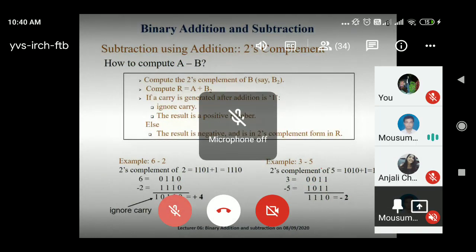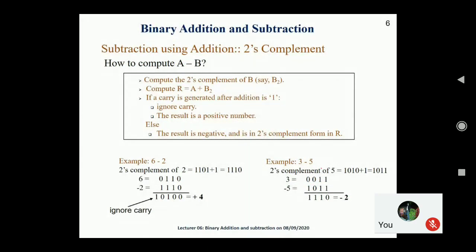Now what happened? Earlier we were discussing the ones complement of subtraction using addition. Now we are using the twos complement. Generally the same example we are considering, how to compute A minus B. Compute the twos complement of B, and here we are calling it B2, because earlier we had B1, so there is no collision. So I am here using B2.